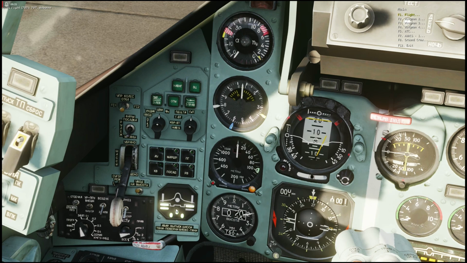Your gear lever, configuration indicator. Yes.